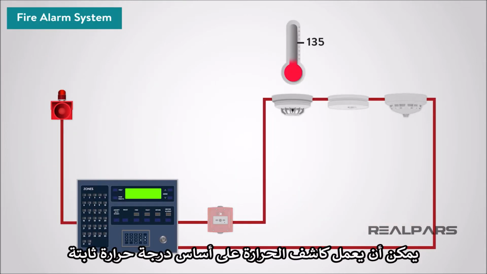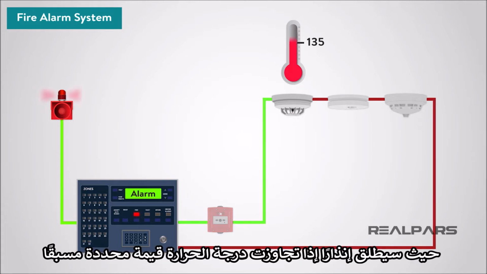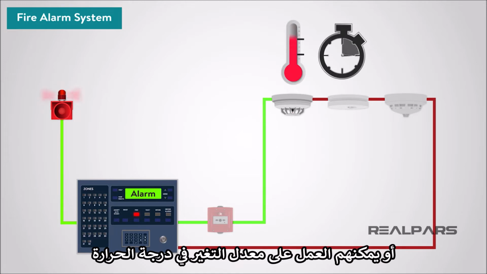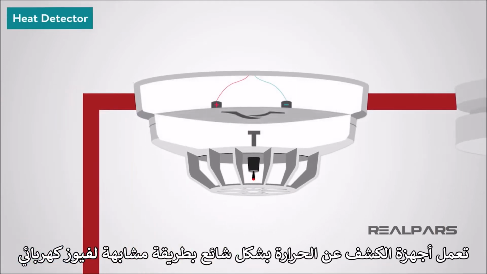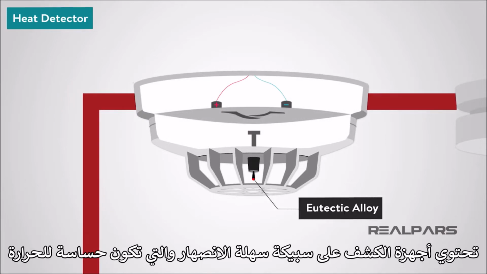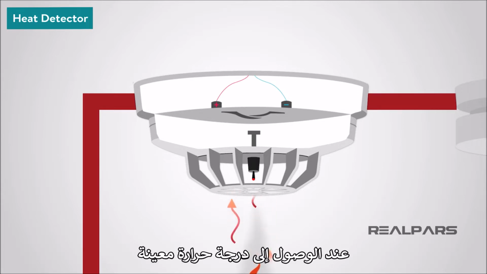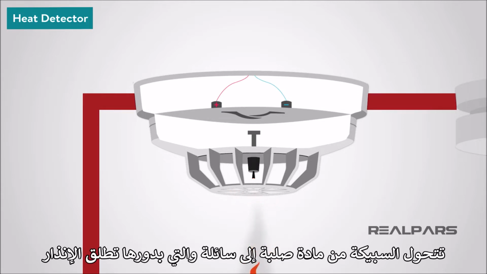A heat detector can either work on a fixed temperature basis, where it will trigger an alarm if the temperature exceeds a preset value, or they can work on the rate of change in temperature. Commonly, heat detectors work in a similar way to an electrical fuse. The detectors contain a eutectic alloy, which is heat sensitive. When a certain temperature is reached, the alloy turns from a solid to a liquid, which in turn triggers the alarm.